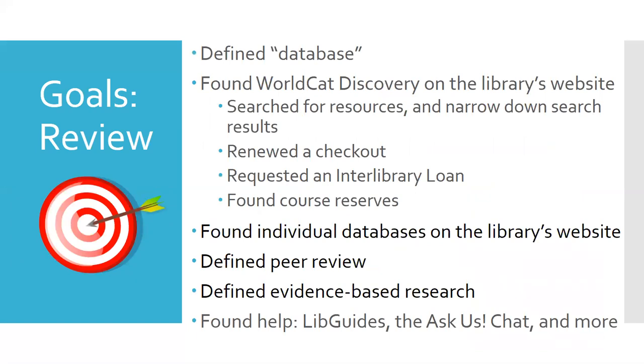So our goals for this particular class were to define database, find WorldCat Discovery on the library's website, search for resources and narrow down search results. We went over how to renew a checkout, request an interlibrary loan, and find course reserves. We looked at how to find individual databases on the library's website. We've defined peer review and evidence-based research. And now you know where to go for help, including our LibGuides, the chat, and more.